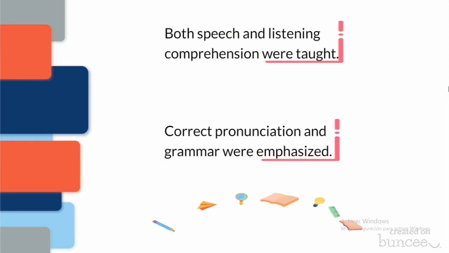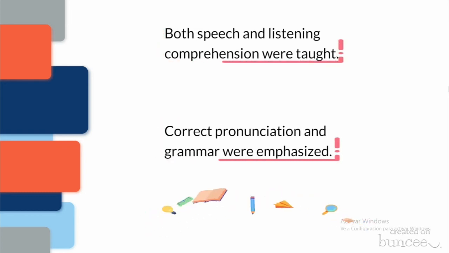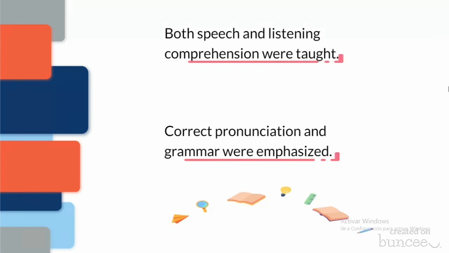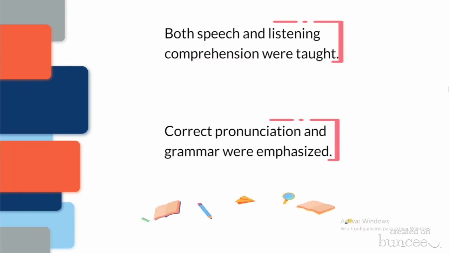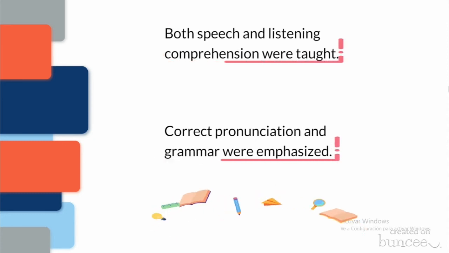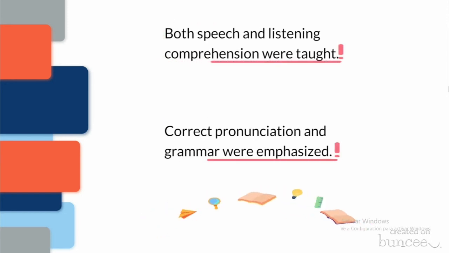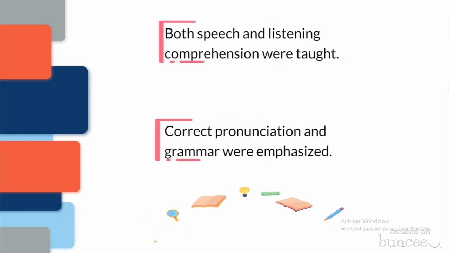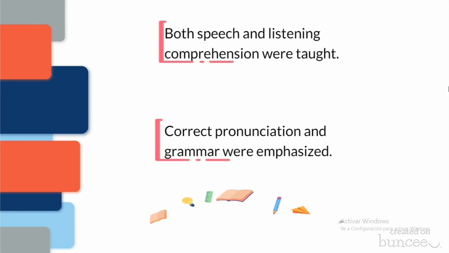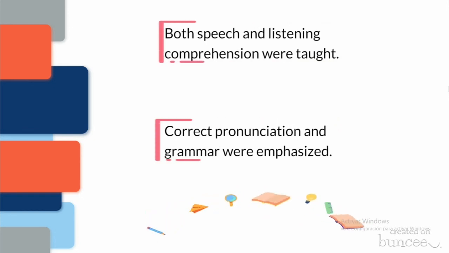Next one, both speech and listening comprehension were taught. The class has to have all the things: speech, listening, writing, and grammar. But it has to be less grammar, more speech, more listening comprehension. They are not going to have problems associating the grammar with the idea that they have of the language. And next is that correct pronunciation and grammar were emphasized. The teacher has to correct any mistake that the students make, because if the teacher doesn't correct the students, they are going to emphasize that mistake and repeat it.